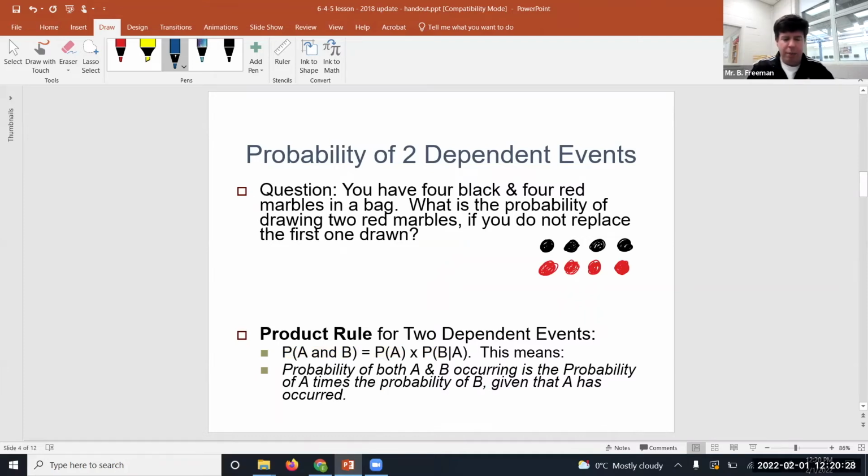So why is this a dependent event? The question is, you have 4 black and 4 red marbles in a bag.